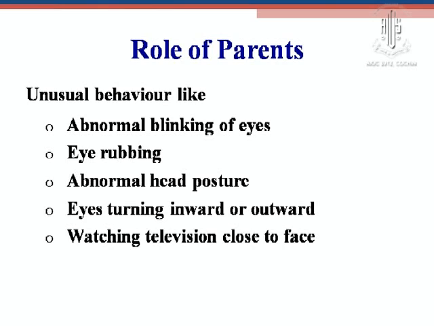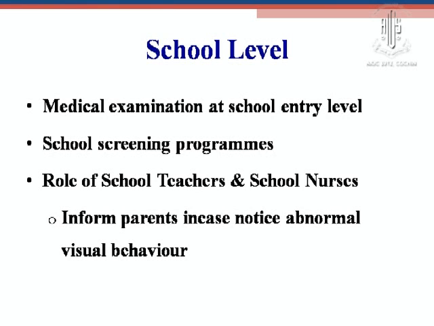and parents should also notice unusual behavior like abnormal blinking of eyes, eye rubbing, abnormal head posture, any obvious squint, or if their child is watching television close to the face; they should always take the child for eye examination. At school level, all children should undergo a medical examination and have regular school screening programs. It is the duty of the school teacher to inform the parents in case they notice any abnormal visual behavior.